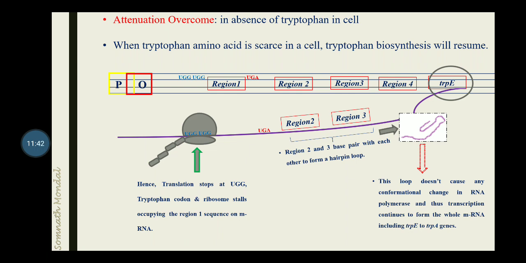Thereby the whole mRNA will be biosynthesized, there will be no attenuation, and as the whole mRNA is biosynthesized, the tryptophan biosynthetic enzymes will be translated and the tryptophan biosynthesis will start within the cell. So this is how the level of tryptophan amino acid within the cell controls the expression of tryptophan biosynthetic enzymes and thereby tryptophan biosynthesis within E. coli. Thank you.